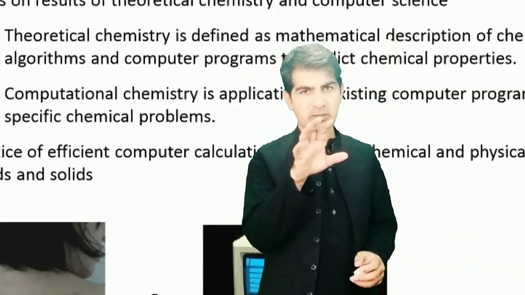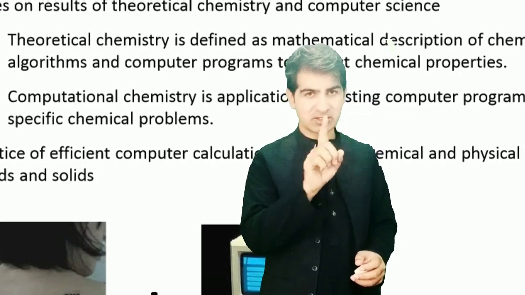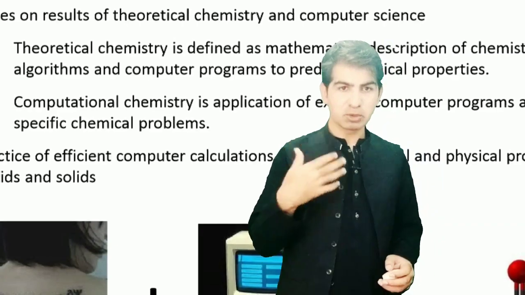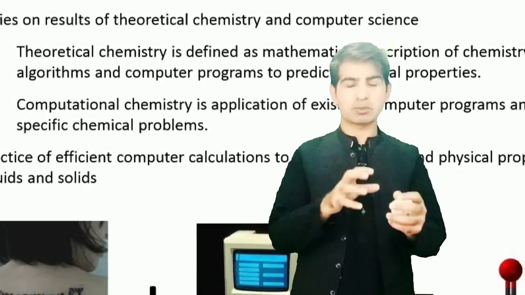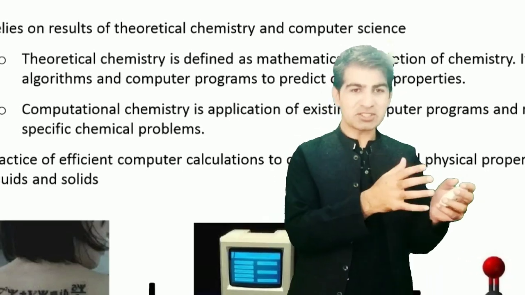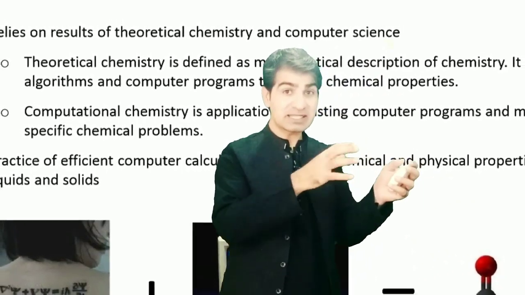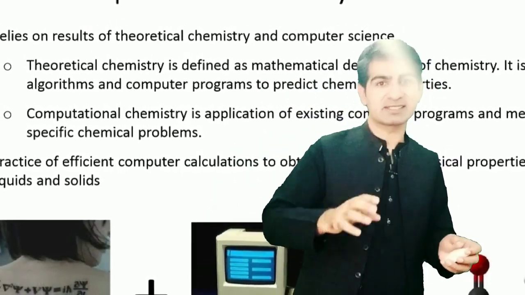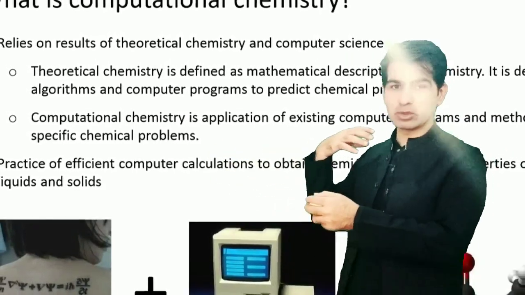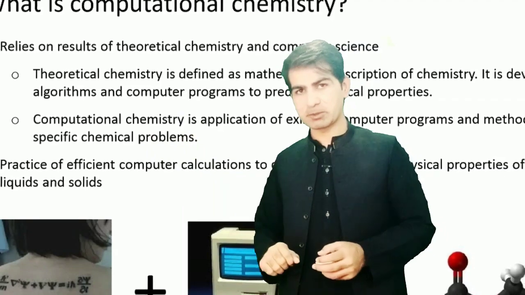This is not the job of computational chemists. Keep in mind, the development of algorithms and computer programs for those chemical processes is the job of a theoretical chemist. Okay, what is computational chemistry? Computational chemistry is the application of already existing computer programs and methodologies, used for specific chemical problems.